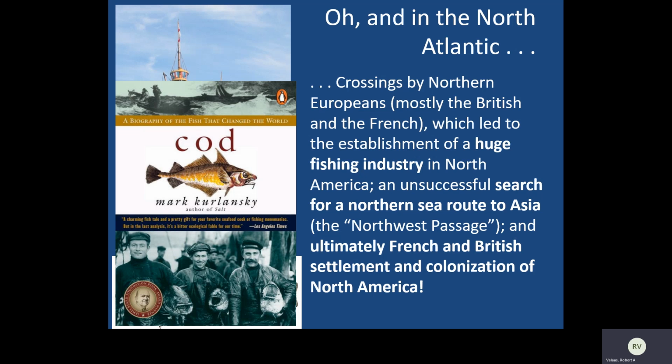Those early explorers did think that perhaps they could find a sea route, a way to sail through North America to get to Asia. The Northwest Passage, they called it. They did not find that because it didn't really exist south of the Arctic. But these early North Atlantic voyages did spearhead and lead to the French and British settlement and colonization of North America, which is why we are here in the United States and Canada speaking primarily English, and primarily French if you live in parts of Canada today. So that's an interesting part of the story too.